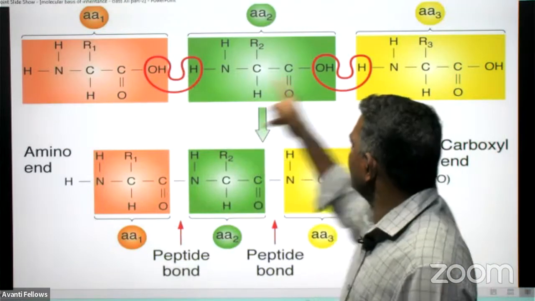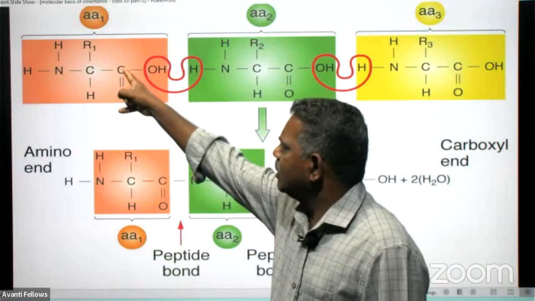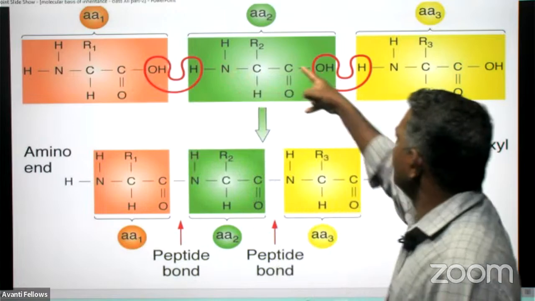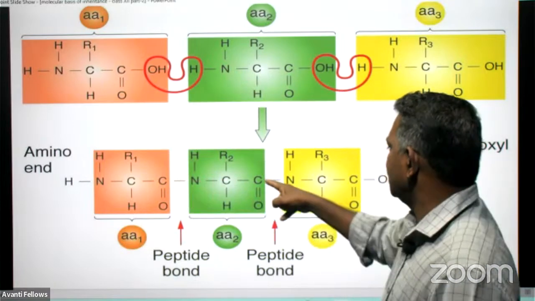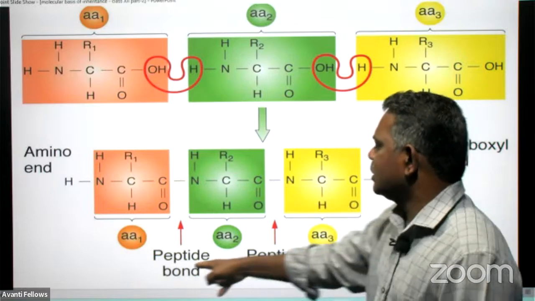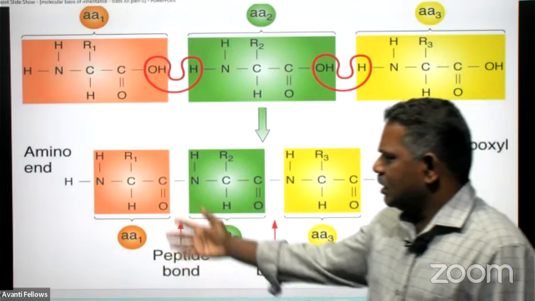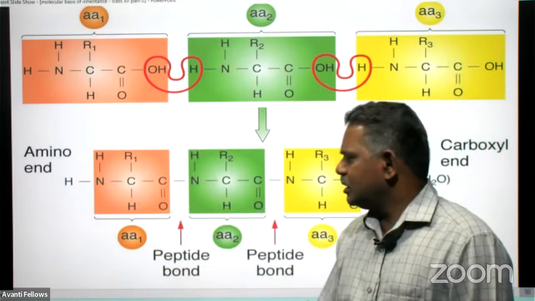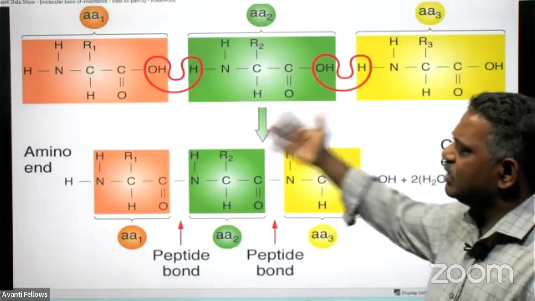By leaving one molecule of water in every bond, finally there is a link between the carbon and nitrogen. This bond we call the peptide bond. The chemical nature of the amino acids may vary, one of one type and another of a second type, or they may be the same type.